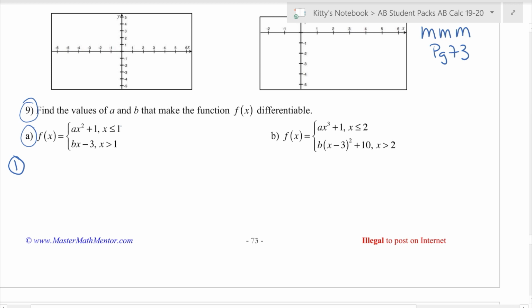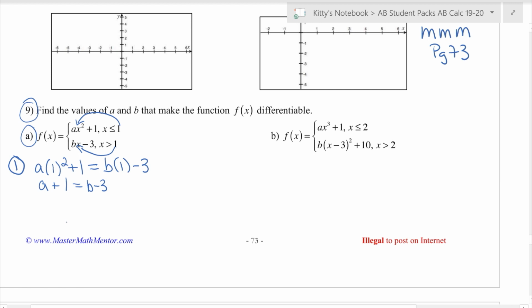So what you do is you plug in x equals 1 into both pieces, and if you want the y's to be the same, you want both pieces to match, then you plug in 1 for x, so that's a times 1 squared plus 1. You want that to be equal to b times 1 minus 3. So the first part is to plug in the x value and force the y values to be equal, because that means both pieces would meet. And so that is a plus 1, and that's equal to b minus 3.